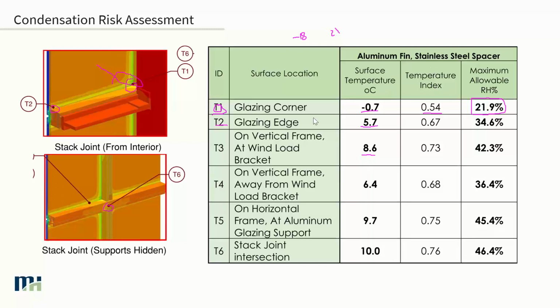Whereas the other areas, you can get a better assessment simply by looking at all the surface temperatures. You can look at the interior allowable humidities just to get a sense of how risky that particular location is. You can see here, on the back of the frame, there's not as much of a risk. You're reaching up to over 40% relative humidity. So that's fairly safe under those specific conditions.